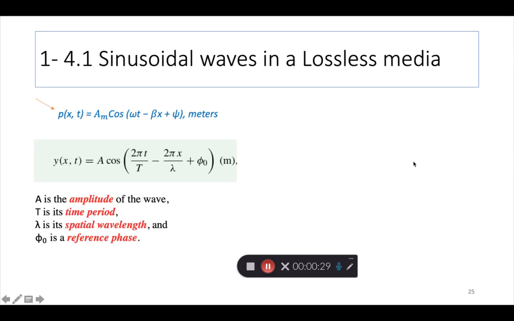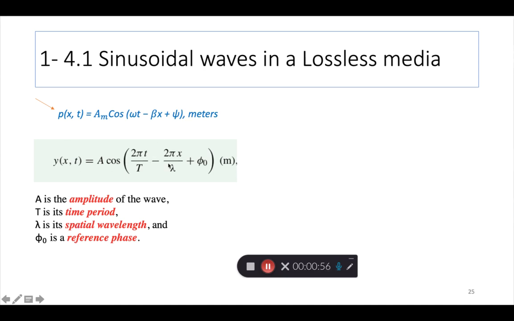So far I've shown you this format for describing a traveling wave, a sinusoidal wave in a lossless media. Now this format was actually from a different textbook. Now let's start looking at how our textbook is showing the same thing.